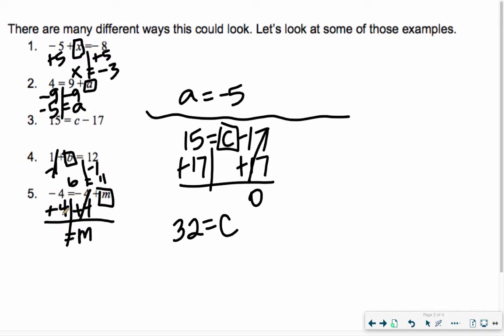Equals, what's negative 4 plus 4? 0. Weird, but not weird. Okay, so that means m equals 0. m can equal 0. That is totally fine. That is a perfectly good solution. Okay, so I just don't want you to be afraid if you get an answer that's 0.